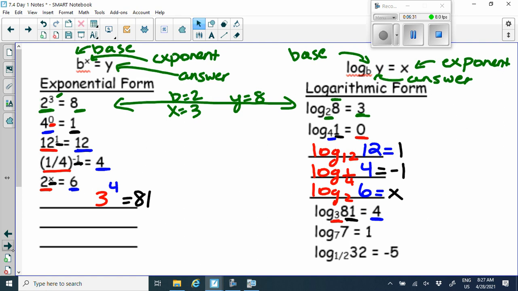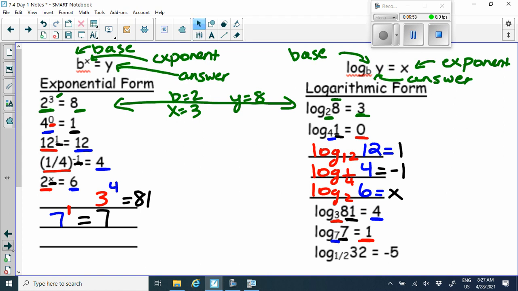Okay, let's see what you got. So our base here on our log is 7. So I have 7, then our exponent, which is x, is going to be 1, and then our answer is going to be 7. Let's check this: 7 to the 1st, does that equal 7? Yes. So we did that correctly. Okay, let's try the next one.